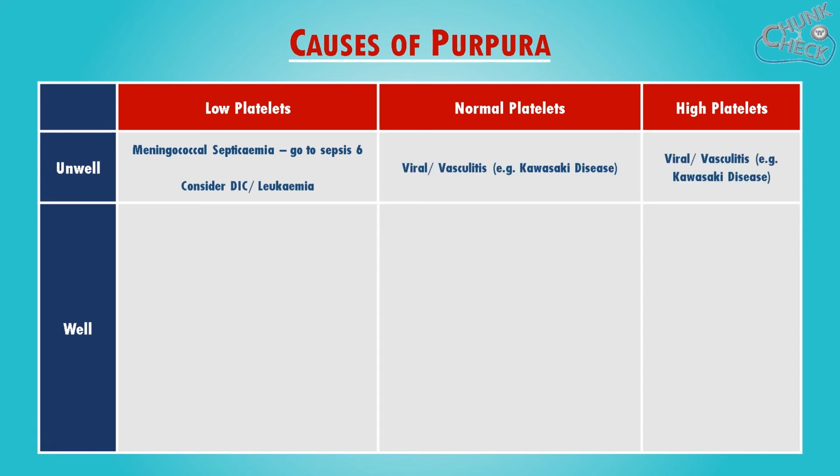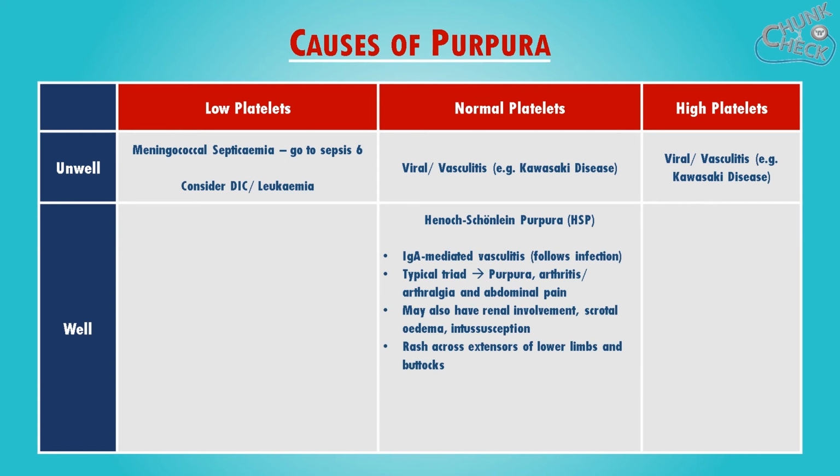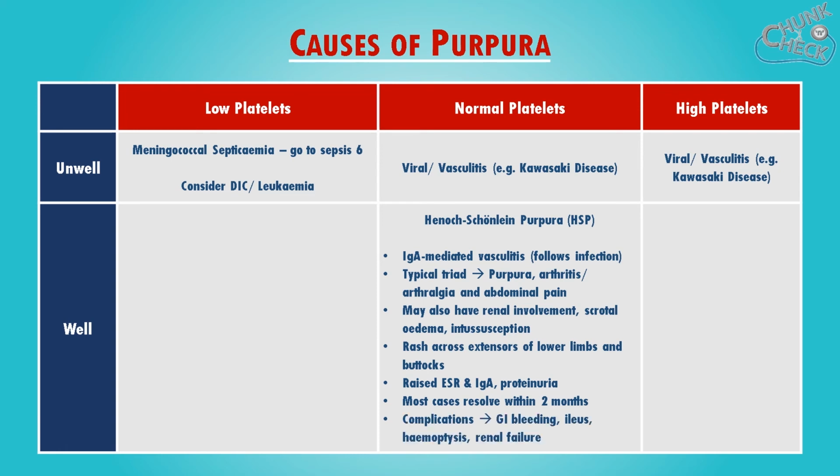If they're wellish and they've got normal platelets with no history of trauma, it's Henoch-Schönlein purpura, and that's my all-time favourite word to say. It's an acute immune complex mediated vasculitis, and most patients have a preceding upper respiratory tract infection. There's a classic triad of purpura, arthritis or arthralgia, often in the knee or ankle, and abdominal pain. You can also get some renal involvement, scrotal edema and intussusception. ESR and IgA are raised and protein can be found in the urine. Most cases recover in 2 months, but you have to watch out for complications which are worse in adults: GI bleeds, ileus, hemoptysis and renal failure.